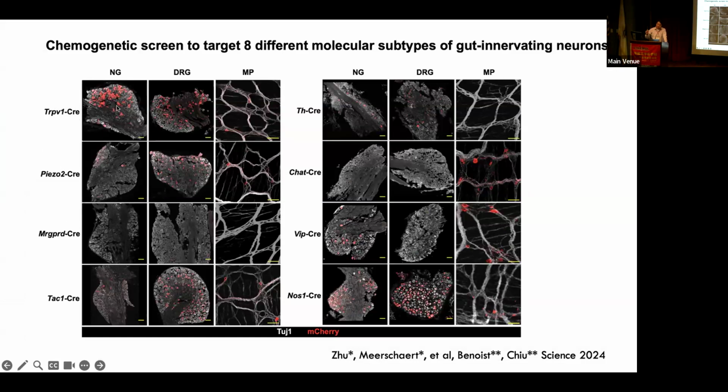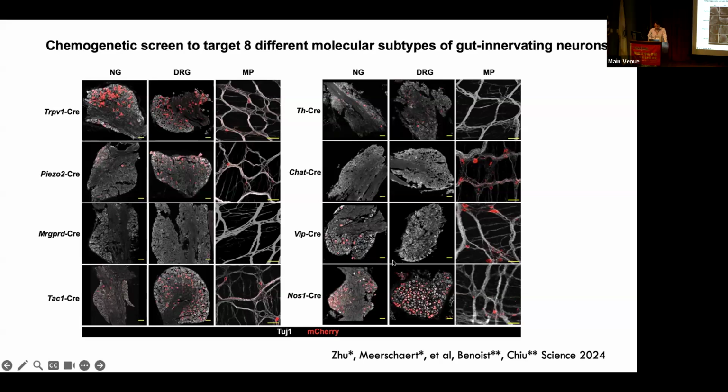And what we can do is put in these DREADDs, which are designer receptors that can respond to a specific synthetic ligand, CNO. So we targeted these DREADDs into each of these subtypes of neurons, which you can see labeled here in red, and then we activated them using CNO. And then we asked, okay, what happens after 14 days of activation of different subsets of neurons?